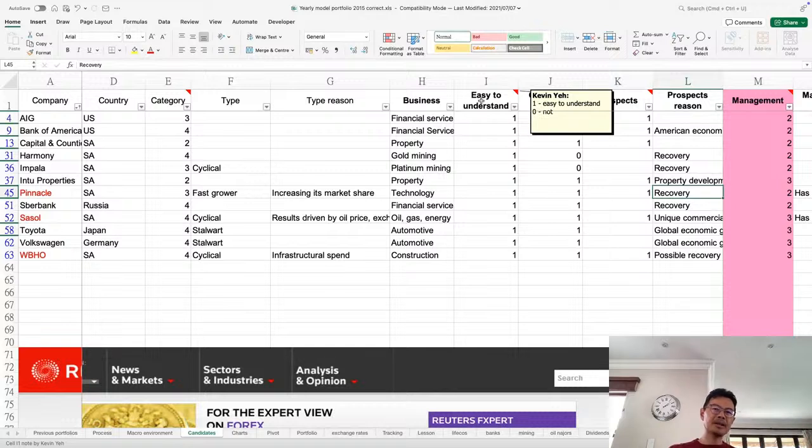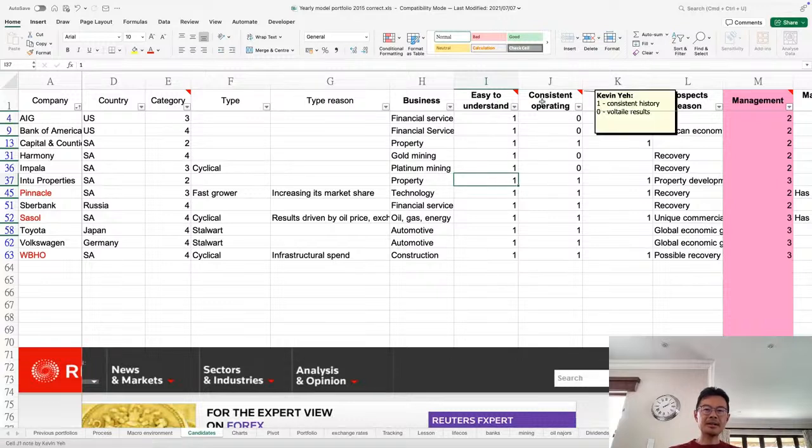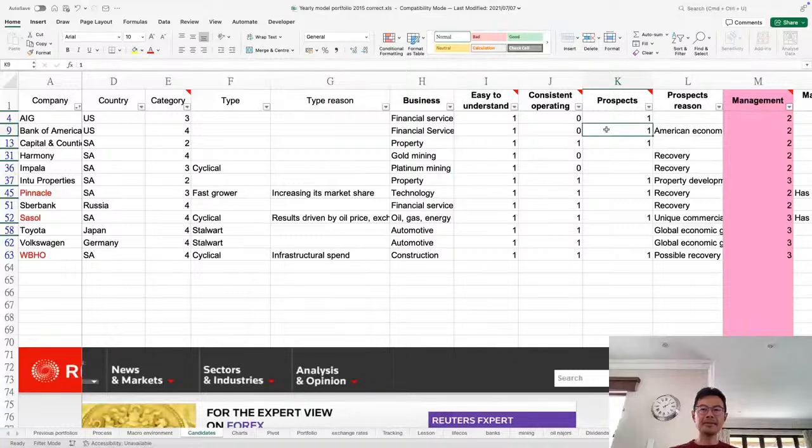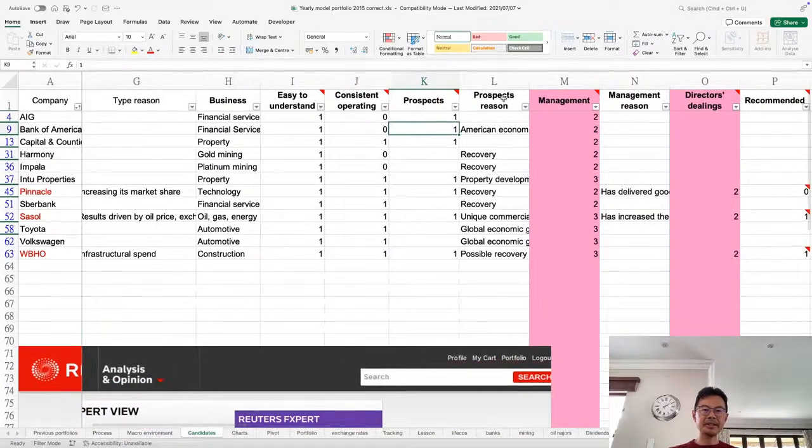Yes, it's 1. If it's not, then it's 0. Okay, and then the consistent operating history. So 1 is consistent, 0 is a volatile result. And then the prospects, 1 is a growth industry or able to grow market share profitably, and 0 is not the above. Okay, and then the prospect reason.